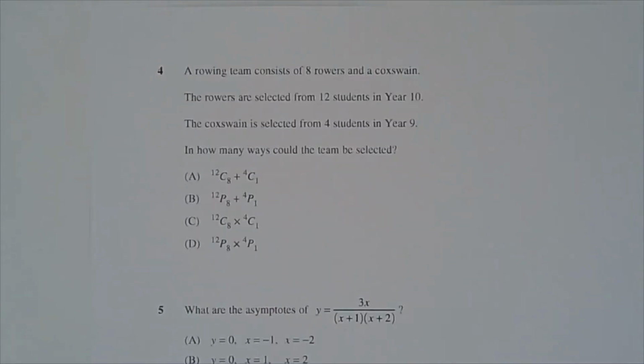Question 4. A rowing team consists of 8 rowers and a coxswain. The rowers are selected from 12 students in Year 10. The coxswain is selected from 4 students in Year 9. In how many ways could the team be selected?